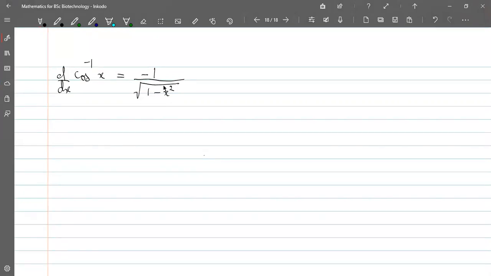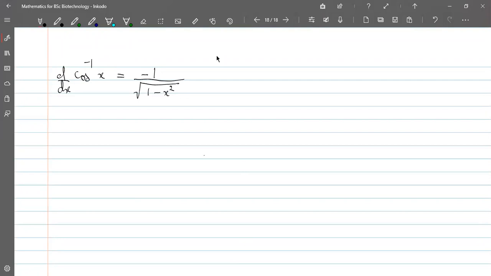The procedure is the same as before. You take y is equal to cos inverse x, so x is equal to cos y, and then differentiate that, take the reciprocal and substitute for x. That is, you would have got minus 1 by sine y as the reciprocal of the derivative. So sine y is square root of 1 minus cos square y, and cos y is x. So this will be the final answer.